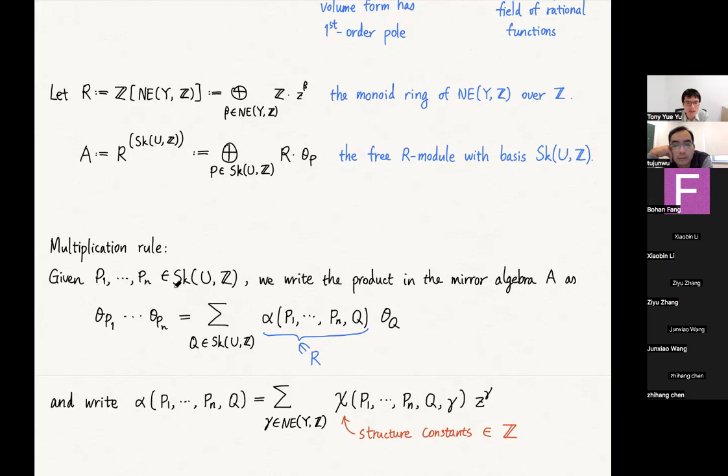We have given some integer points in the essential skeleton, p1 to pn. I want to say how we multiply these theta functions. We multiply these theta functions, and then we write it as a sum over theta q for all q in the basis, because theta q is a basis, so I just expand the product in the basis. The coefficient is in R, because A is supposed to be an R algebra. And then the coefficient in R can be written as a sum over all curve classes.